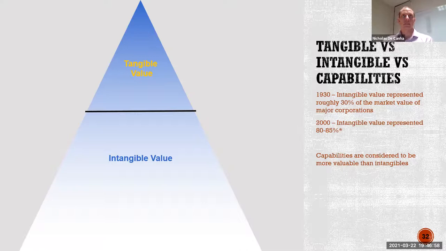Just to get us to break, this is just an idea of tangible versus intangible. So intangible value looks like something like 80 to 85% of market value. So if you discount the value of actual cash flows at the moment, by far the vast majority of the stock market valuation is intangible. And that's just been a trend for a long, long time.